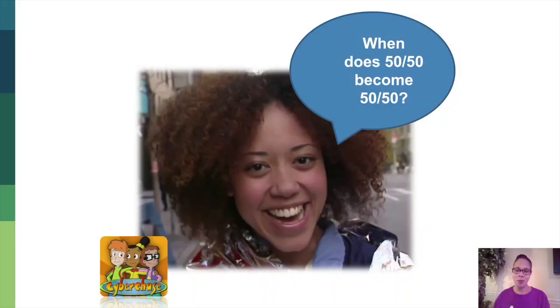Let's visit with Bianca from Cyberchase for real. She wants to see a movie, but she's having difficulty deciding which movie to watch. She decides to flip a coin to decide, but the coin keeps landing on heads. She becomes curious about when does 50-50 actually become 50-50? Let's take a look.